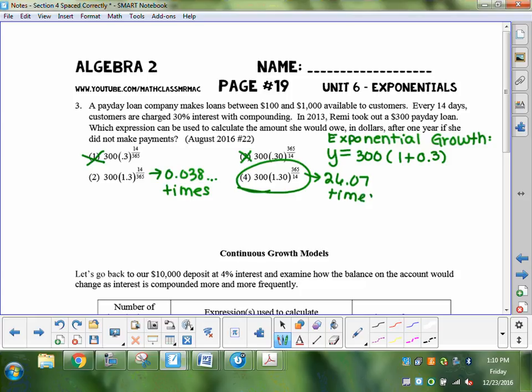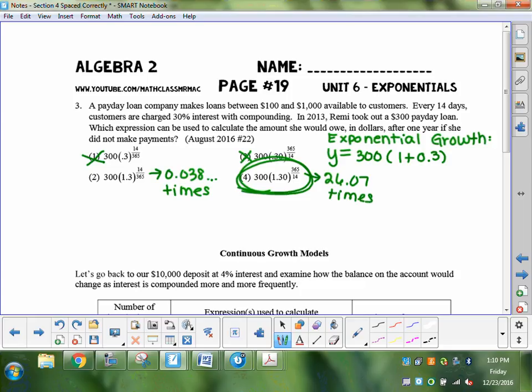So place yourself in the position. How many times would you be applying interest if it's once every 14 days for a year? How many times would it apply interest? 26 or 27. Actually 26. It hasn't worked up to its 27th iteration yet. Questions on that? That's why it is what it is.